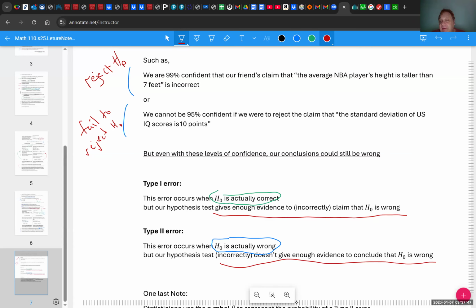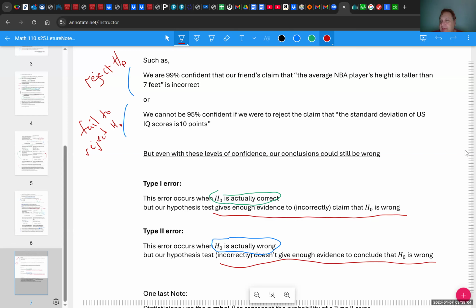Again, it's not our fault. It's just what the evidence provided, right? The sample either provides enough evidence or doesn't provide enough evidence. If the sample doesn't provide enough evidence to reject the H0 when H0 was actually supposed to be wrong, that's called a type 2 error.